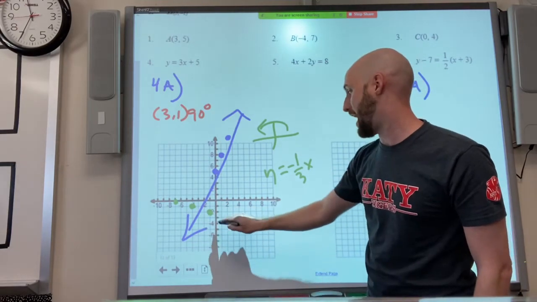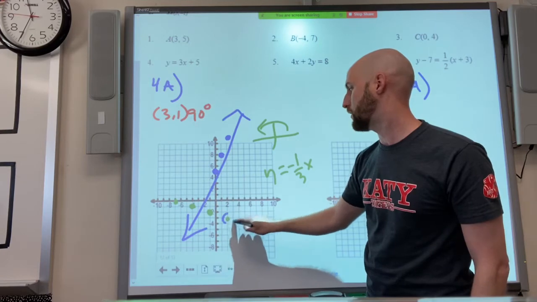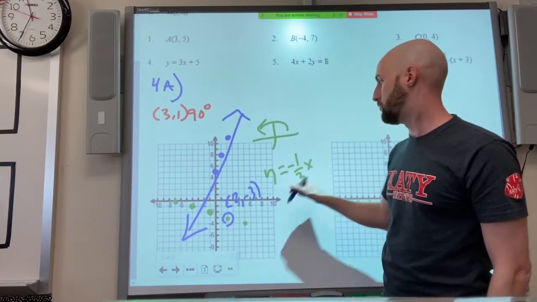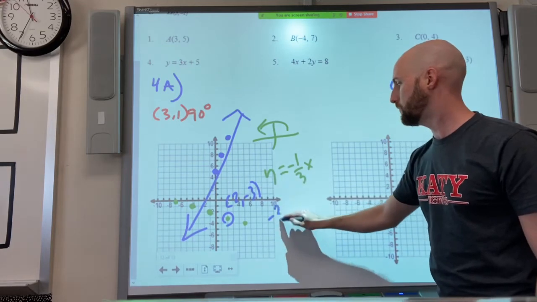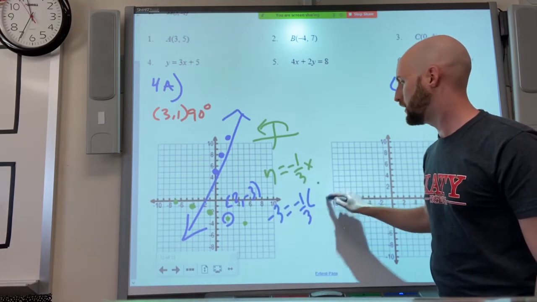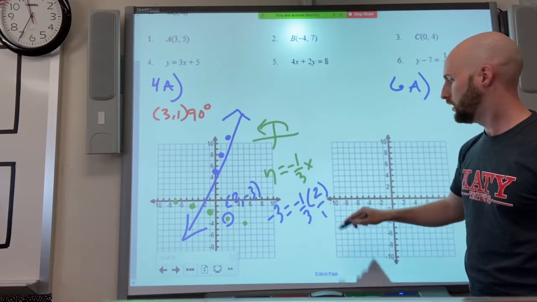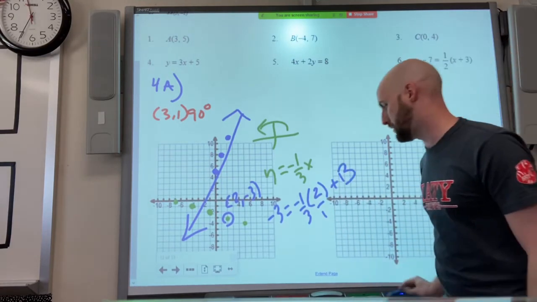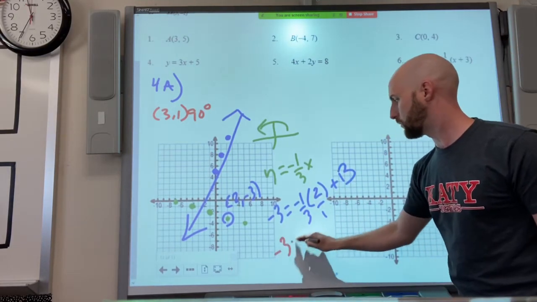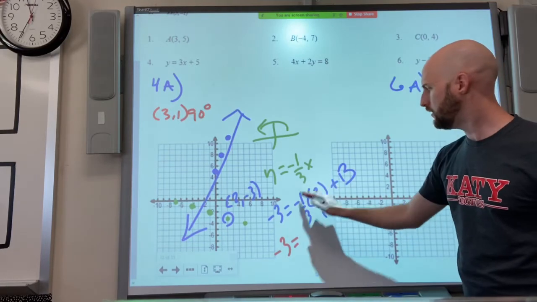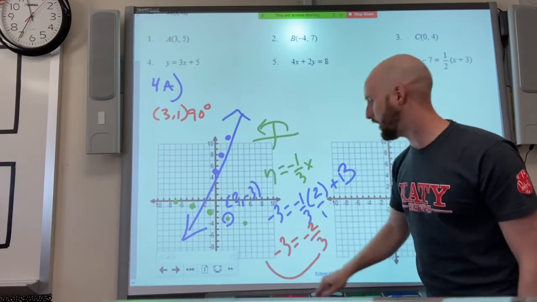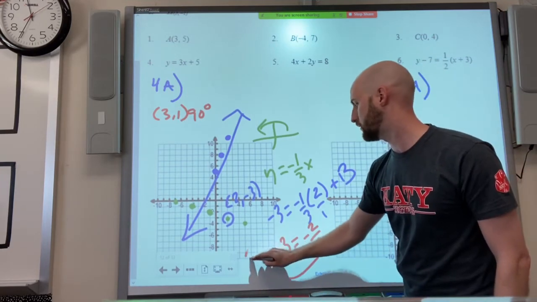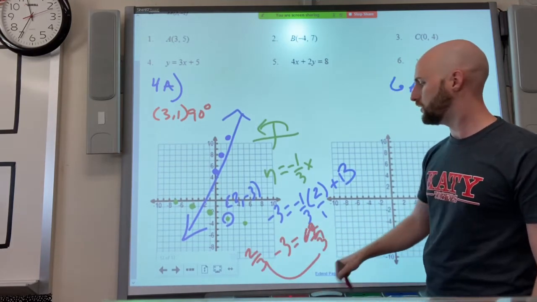So I'm going to use the actual point 2, -3 to find my plus b. So y I'm borrowing is -3. Slope, the x I'm borrowing is 2, and I need to find plus b. -3 equals, this multiplies to be -2 over 3. And of course I need to add that to the other side. So positive 2 over 3. Once I move it, subtract 3.